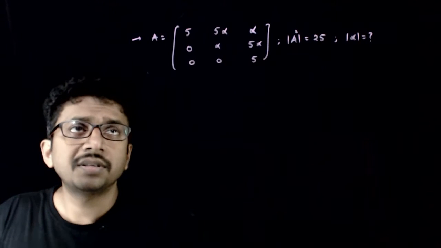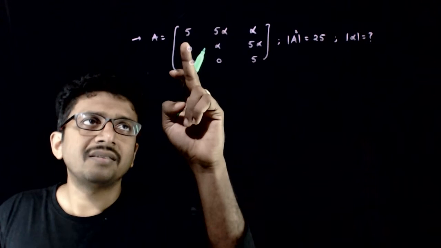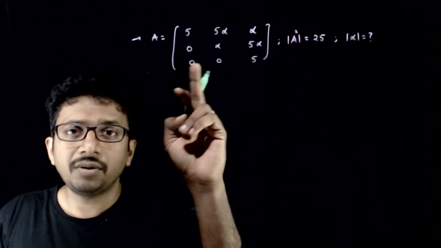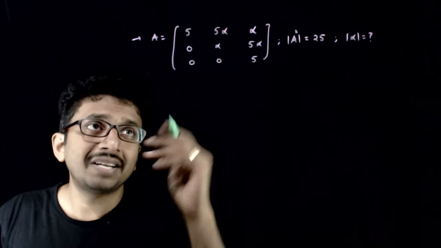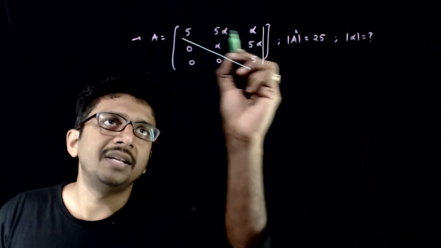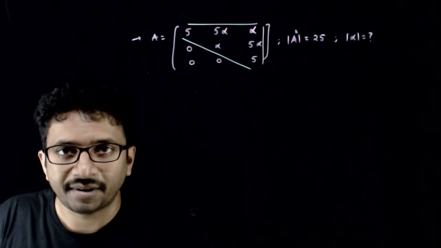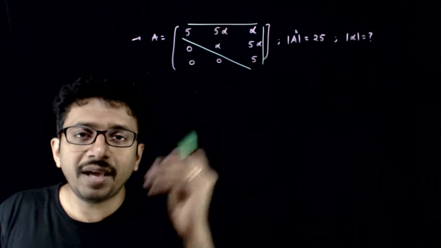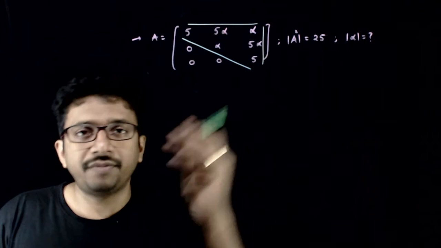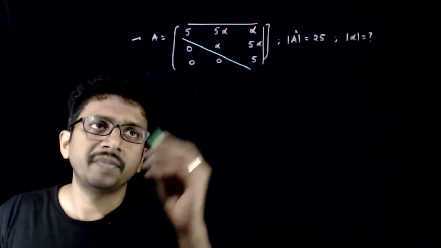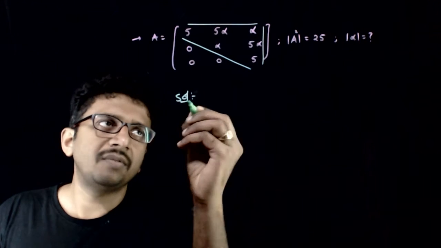So welcome students. In this question you're given that the matrix A is [5, 5, alpha; alpha, 0, alpha; 5, alpha, 0; 0, 5]. It's an upper triangular matrix, right? It's an upper triangular matrix. Now if det of A square is given as 25, you're asked to find mod of alpha. So again, it's a very basic question.